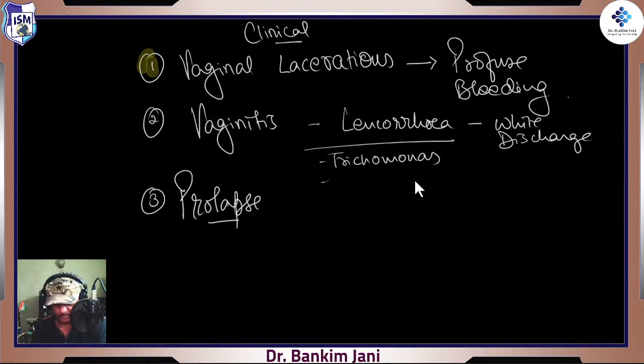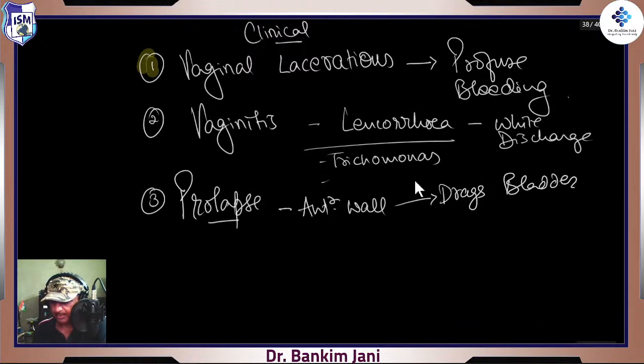Now see, when the anterior wall prolapses, right? When the anterior wall prolapses, anterior wall is in relation with what? It is in relation with bladder, right? So when the anterior wall is prolapsing, it's coming out, so it actually drags the bladder, right? So it drags bladder, and then such a condition is called the cystocele, because bladder is also called cyst, right? So it is called the cystocele.